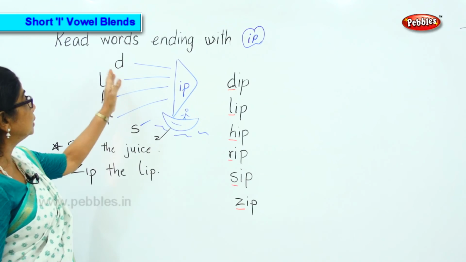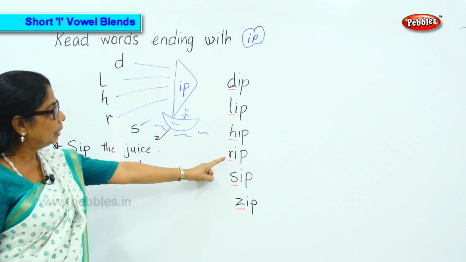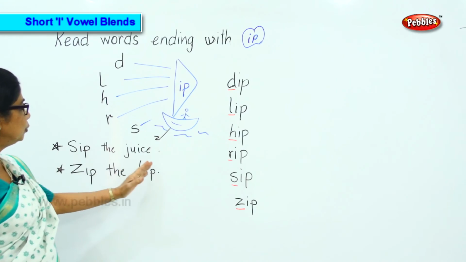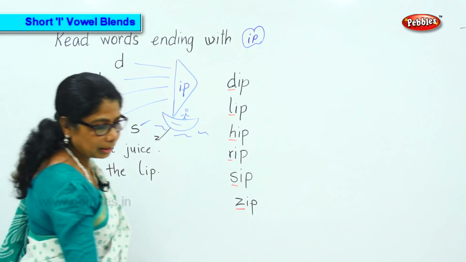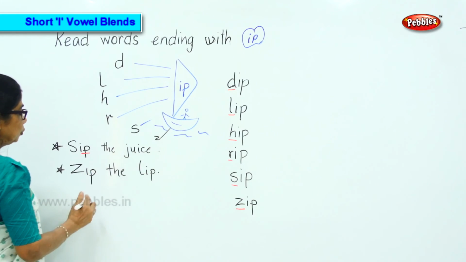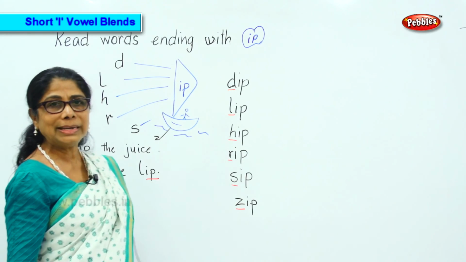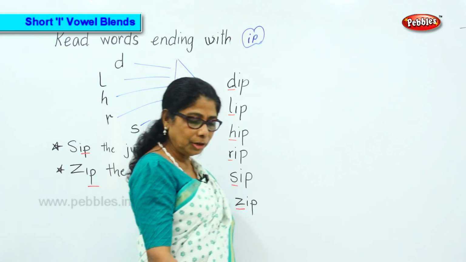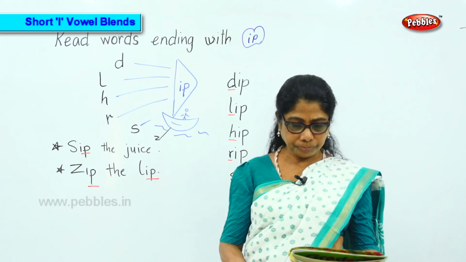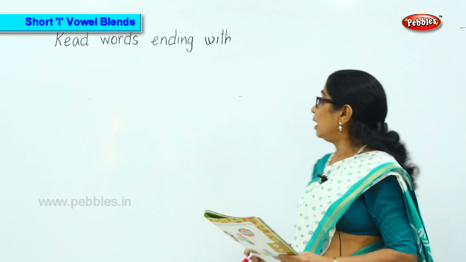Okay? Now, dip, lip, hip, rip, sip and zip. Sip the juice, zip the lip. Now, what are you supposed to do? Sip. What do you sip? Juice. Zip. What are you going to zip up? Zip your lip so that you don't talk. Learning to read words ending with IP. Reading words ending with IT.